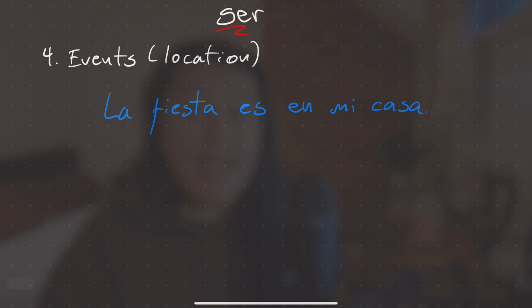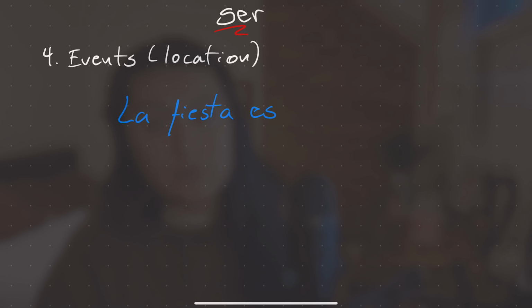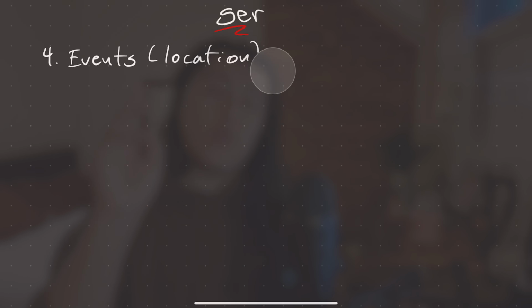La fiesta es en mi casa. The party is at my house. So, la fiesta es en mi casa. Es en mi casa. La fiesta, the party, es, verb to be, en mi casa. In my house, at my house. So that's that one. Not too complicated, but very important.